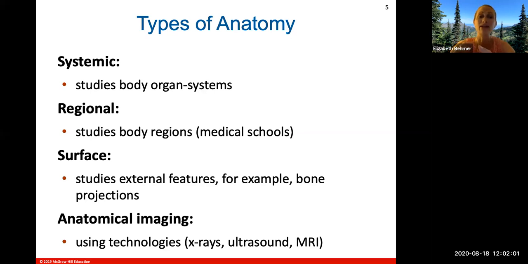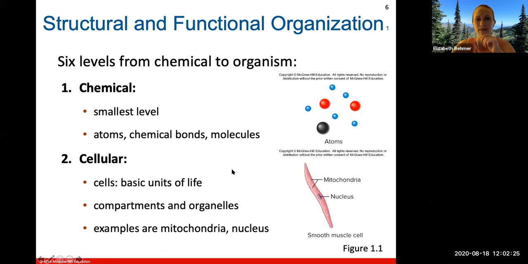So the types of anatomy are systemic, where you study the body organs as systems. Regional, where you study body regions, and this is typically what you would find in medical schools. You would study the head region first, maybe the shoulder region, and work your way down the body. Surface anatomy studies external features, and anatomical imaging uses technologies like MRI to study internal structures.